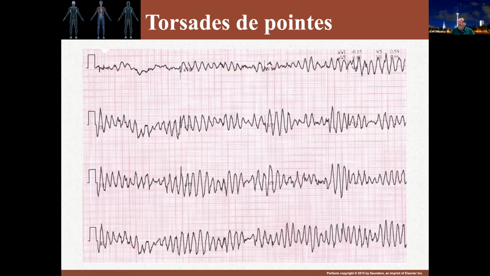And here is what torsade de pointes looks like in this case. This is a 12-lead, and your rhythm strip at the bottom is lead 2. You actually get to see what it looks like in the different leads compared to what we're seeing in lead 2 there.